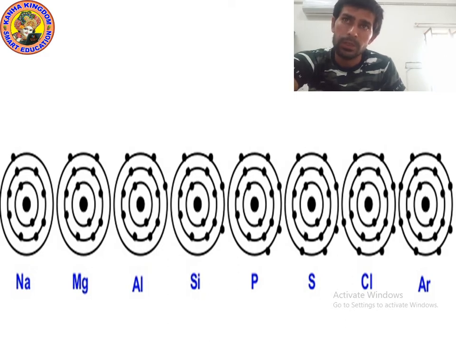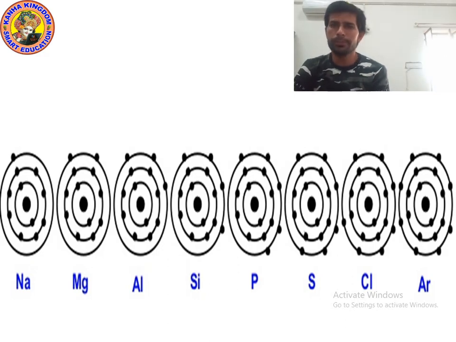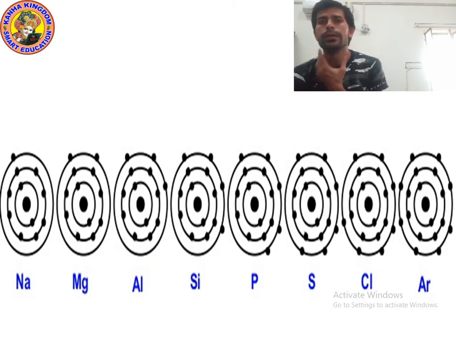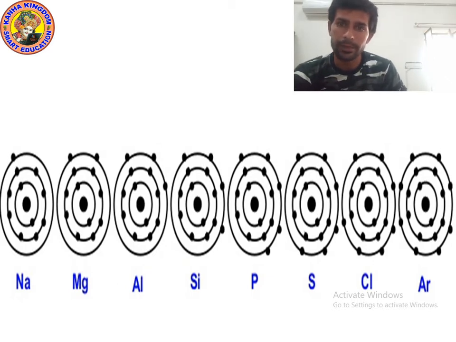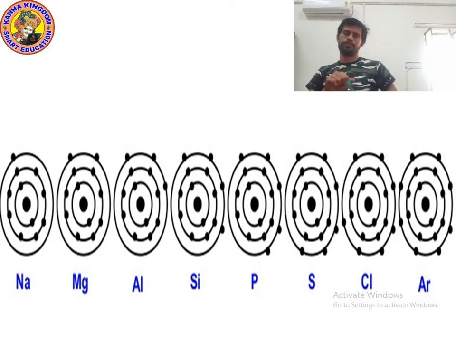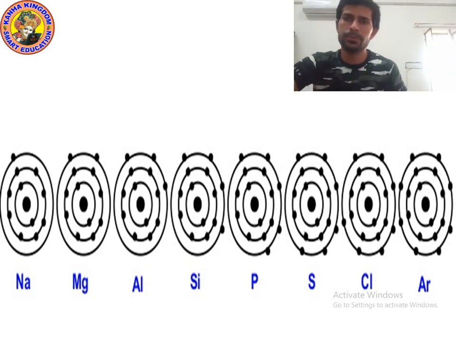Okay. So you can see the structure of sodium, magnesium, aluminium, silicon, phosphorus, sulfur, chlorine, argon. In the same way you can fill for the remaining elements: potassium, calcium, scandium, titanium, vanadium, chromium, manganese, iron, cobalt, nickel, copper, zinc. Please look carefully. I am giving you 10 seconds and draw them. I hope, kids, you understood. Now, let's move on to the next point.